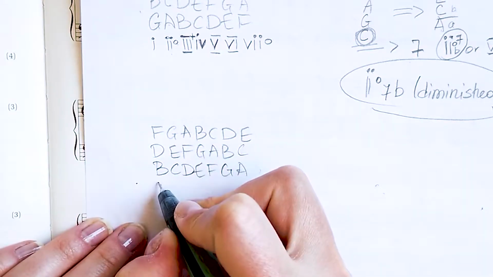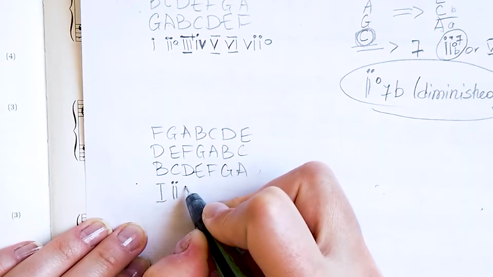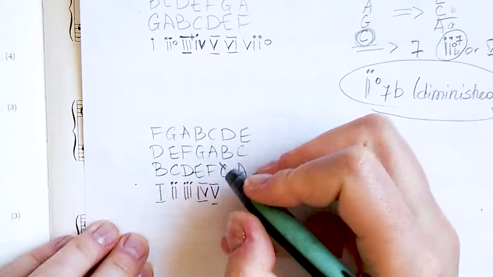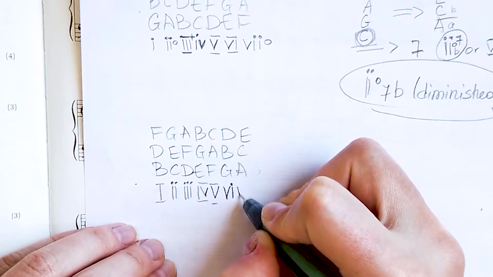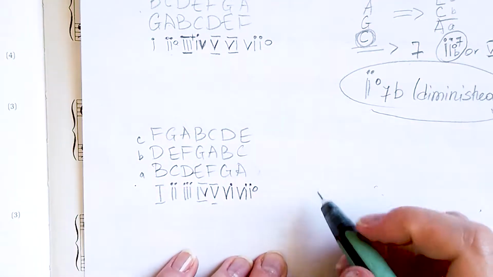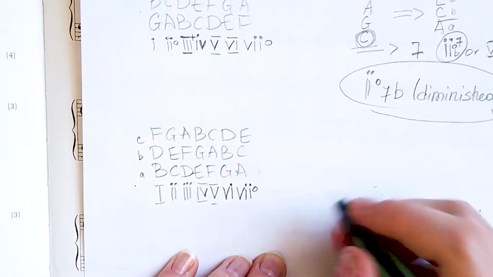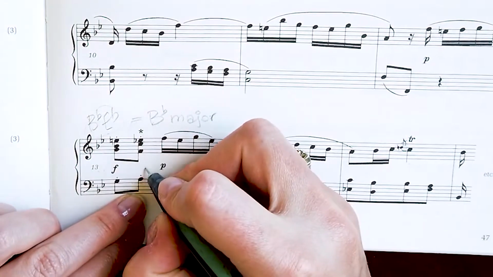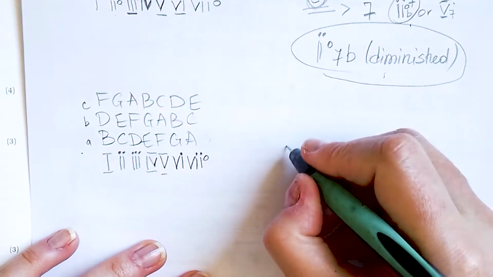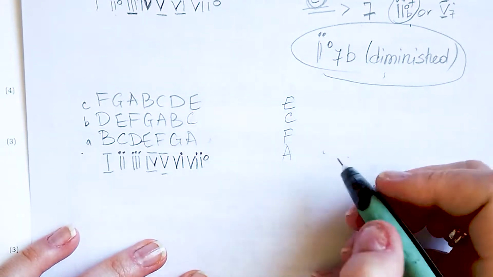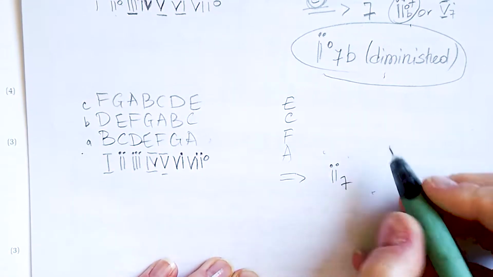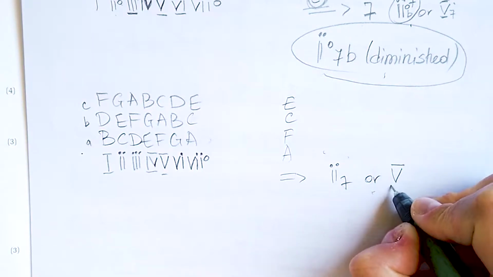So chords: major, minor, then minor, major, major fifths, minor sixths, and diminished sevenths. Inversions, okay, and remember that we can use with you seventh chords. Okay, so A, F, C, and E. So A, F, C, and E again tells us about the seventh chord, so it's either the second seventh or the fifth seventh.